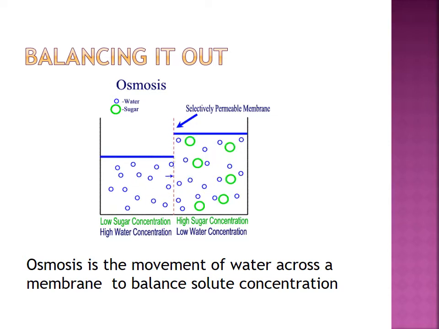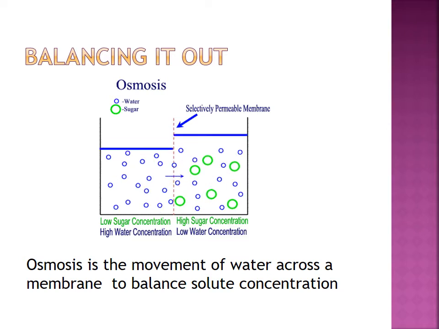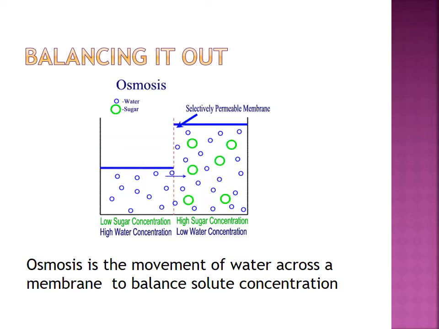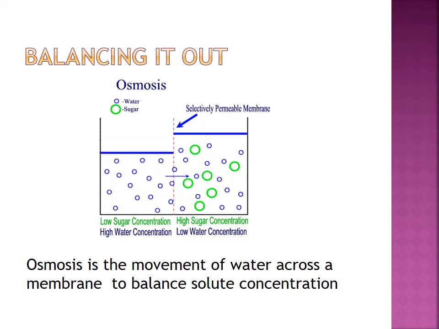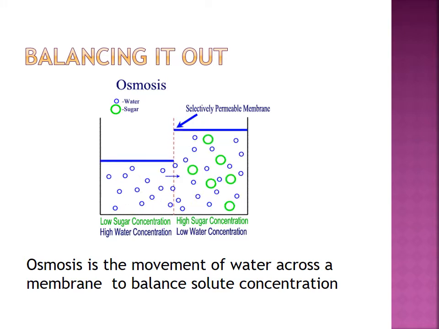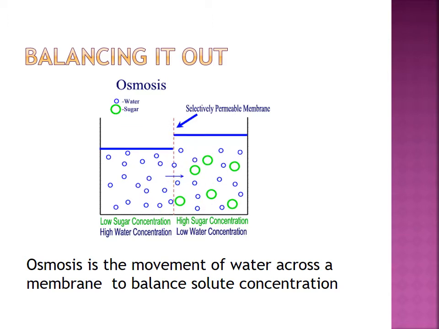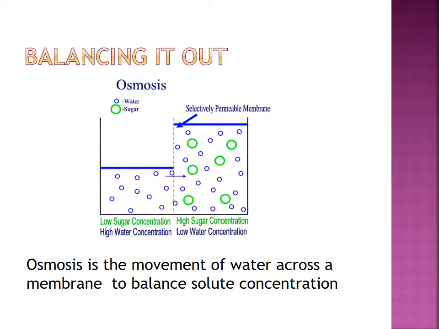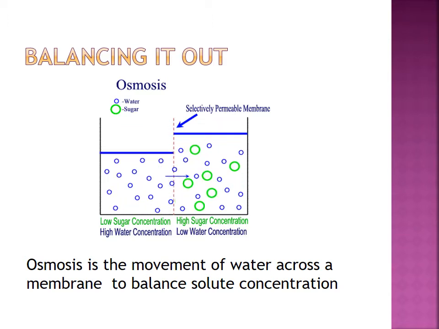I was very proud of this particular slide. It's got animations and everything. I never have that. But as you can see, on the left side, you've got low solutes. On the right side, you've got high solutes. Water is moving from the left side across the semi-permeable membrane to the right side. It's semi-permeable because it's letting water through, but not the other substances.